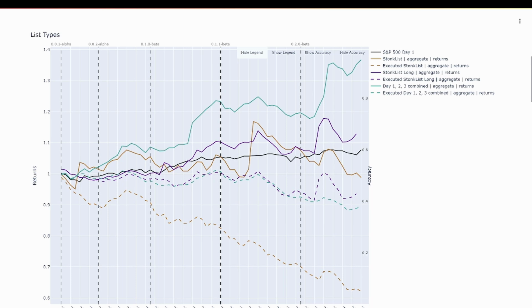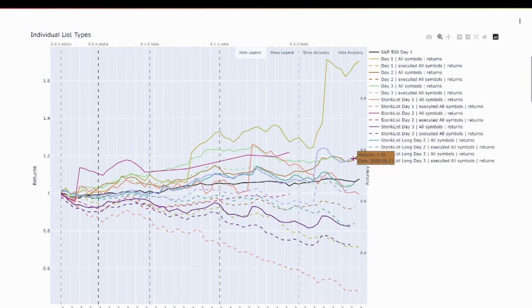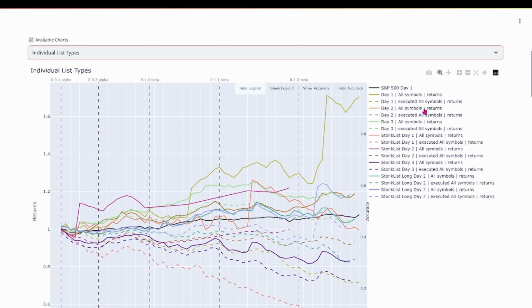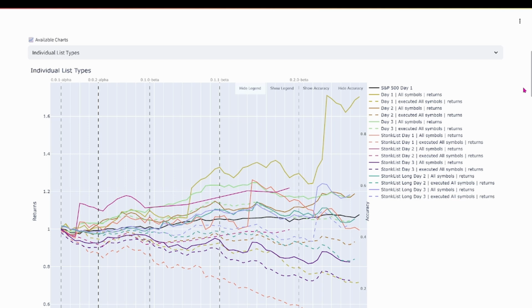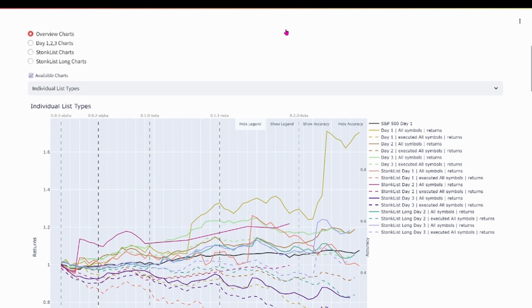Next up is the individual list type chart. This separates each list type, but still combines the strength groups inside them. Here you'll notice a clear ranking. Day 1 outperforms all others, followed by day 3 and day 2.